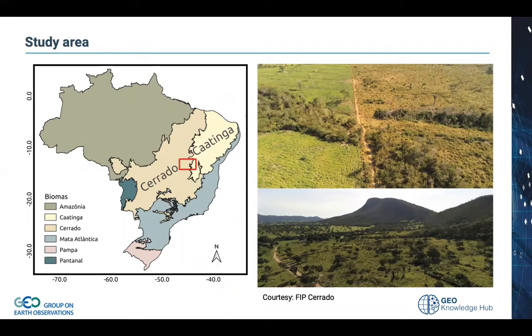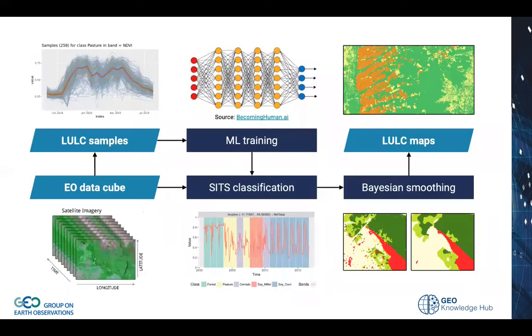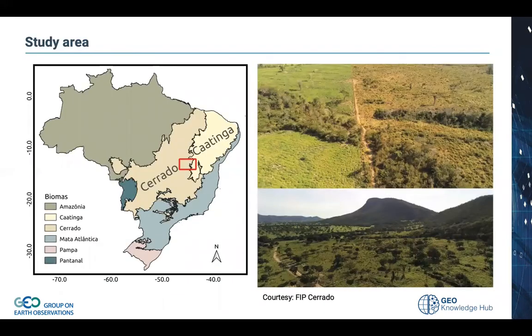The application that we are sharing through the GEO Knowledge Hub was developed in a study area located in the west of the Bahia state in Brazil. This area is in the Cerrado biome in an agriculture frontier area. In this study, we collected 922 sample points to train a machine learning model. This was done using high-resolution images by remote sensing experts. These samples correspond to the crop calendar year of 2018 to 2019. The classes collected were crop, natural vegetation, and pasture.